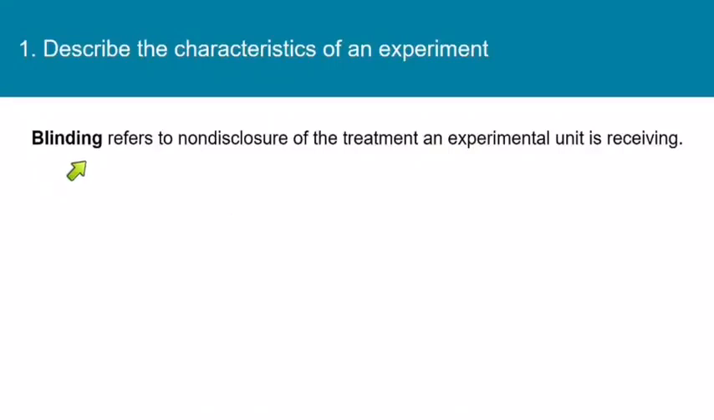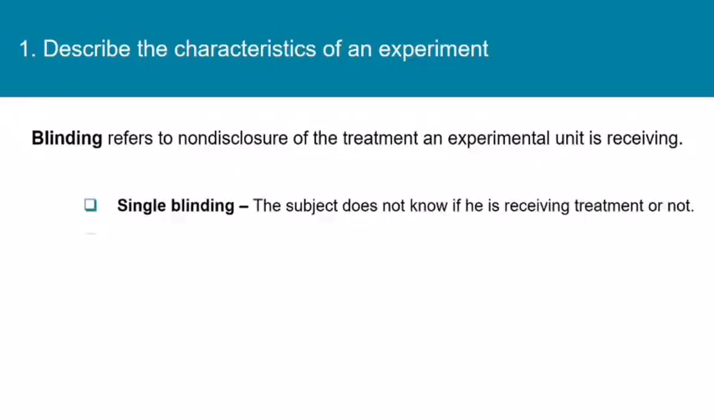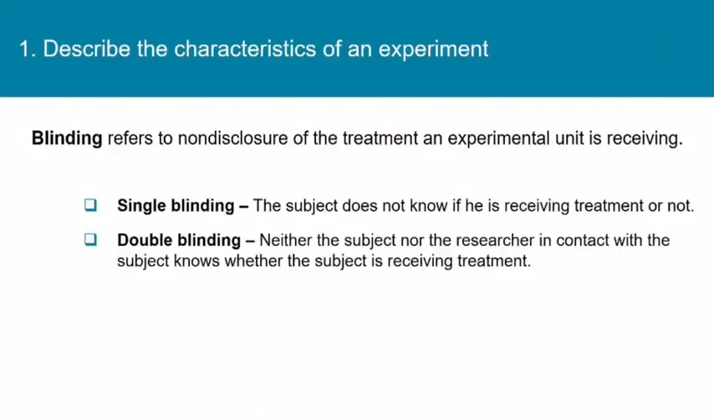Now let's talk about blinding. Blinding refers to non-disclosure of the treatment that an experimental unit is receiving. There are two kinds. Single blinding means the subject does not know if he is receiving treatment or not. And double blinding means that neither the subject nor the researcher in contact with the subject knows whether the subject is receiving treatment.